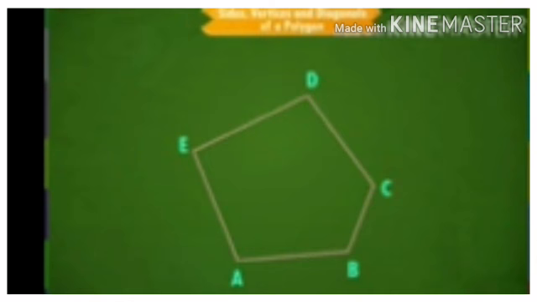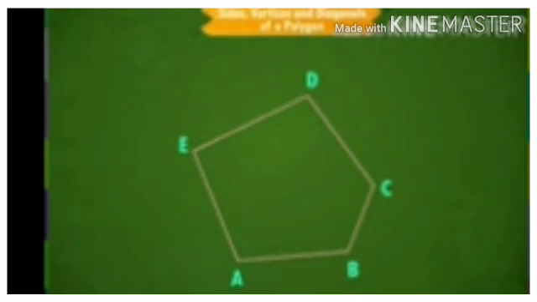Any 2 sides with a common endpoint are called the adjacent sides of the polygon. The pairs of adjacent sides are AB and BC, BC and CD, CD and DE, DE and EA, EA and AB.